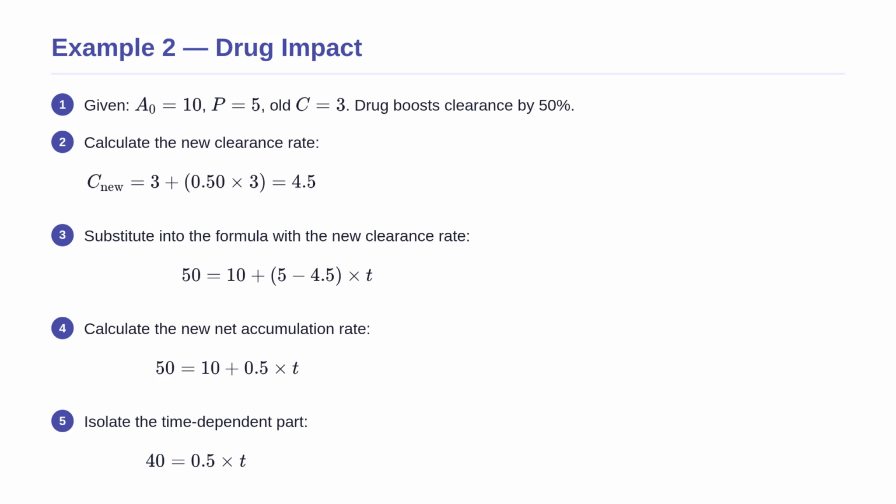Now, the net accumulation rate is 5 minus 4.5, which is just 0.5 units per year. The toxic protein is now building up at a painfully slow rate. We subtract the initial 10 units to get 40 and divide by 0.5. Our final answer is a remarkable 80 years. By simply boosting clearance, the drug has delayed the disease onset from 20 years to 80 years, likely saving the patient from ever experiencing symptoms.